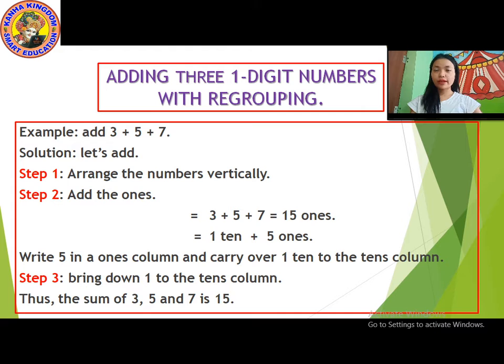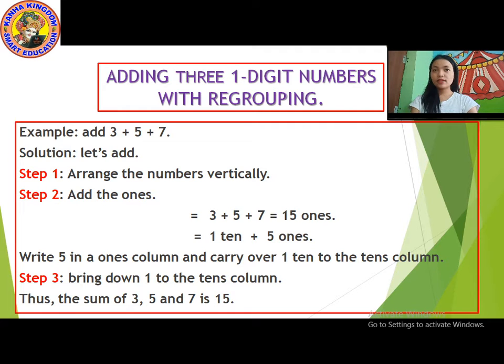Now we are going to learn about adding three one-digit numbers with regrouping. Okay student, now we'll solve one example. Adding three one-digit numbers, we have to add three one-digit numbers at one time, with regrouping. Example: add 3, 5 and 7.